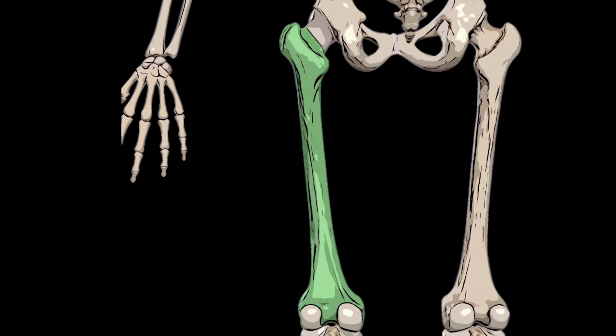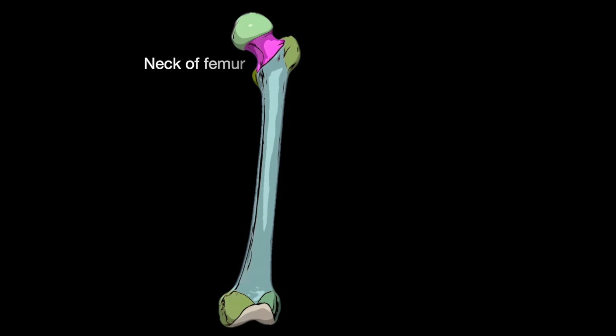The head of the femur is a projection at the proximal end of the thigh bone and is supported by the neck of the femur. The head is smooth and globular, its surface being covered with cartilage to articulate with the acetabulum of the pelvis to form the hip joint. The neck of the femur connects the head of the femur to its shaft.